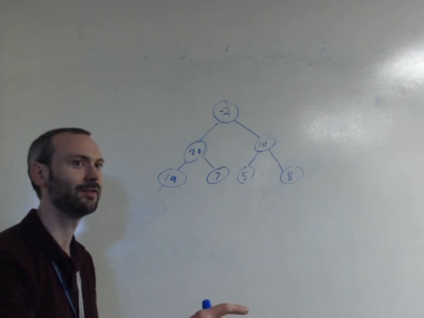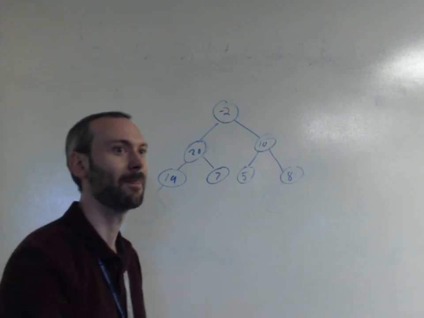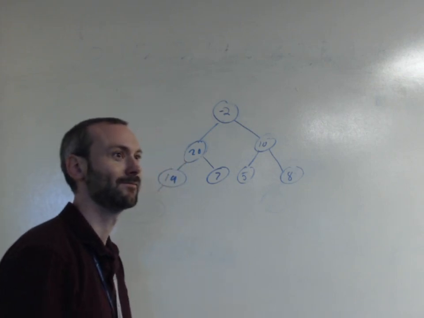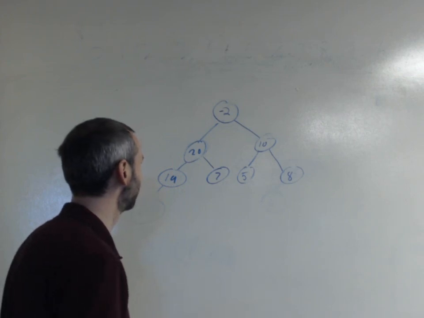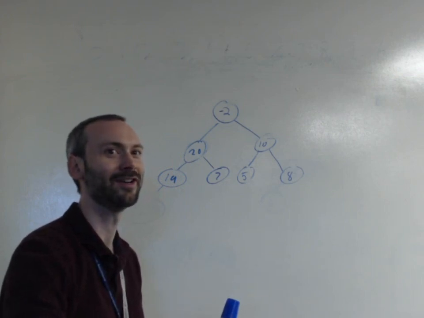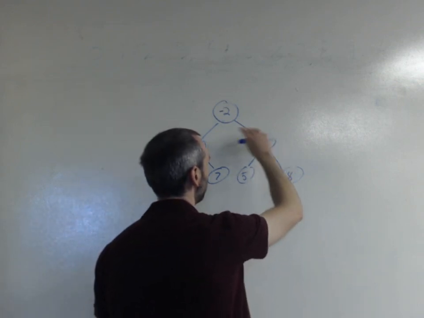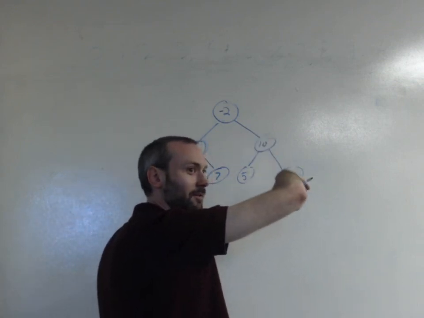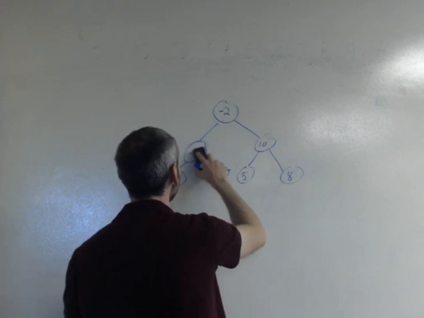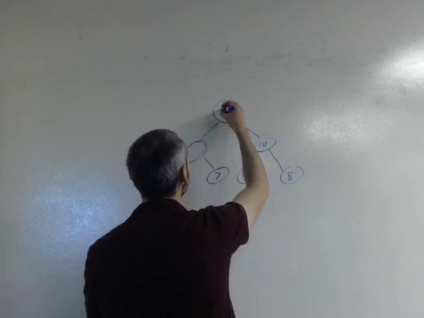Why did we swap with 20 and not 10? It's because the 20 is bigger. If you swap it with the bigger of the two, then you know that you don't have to do the rest of this, because you've chosen something bigger. So we'll swap it.